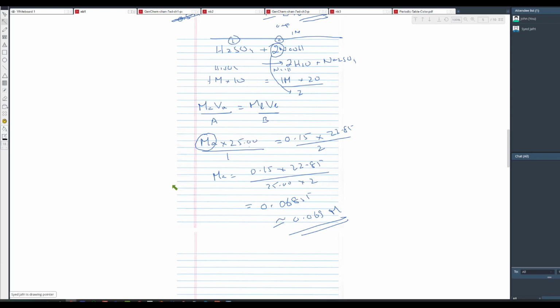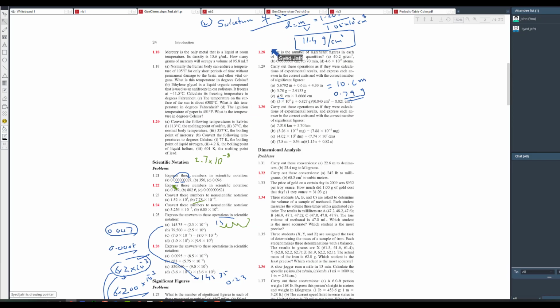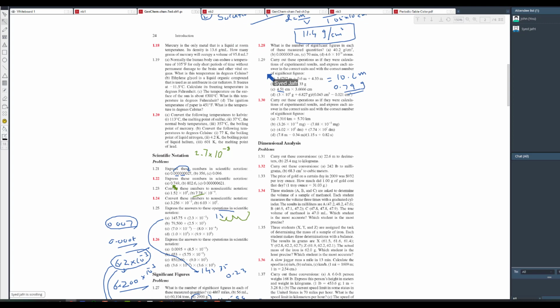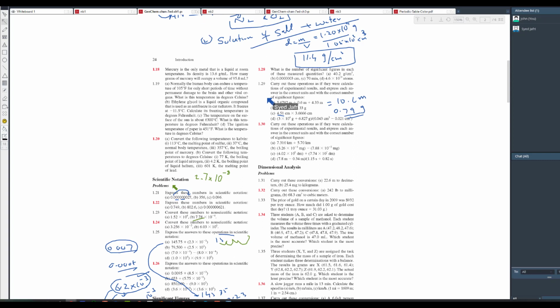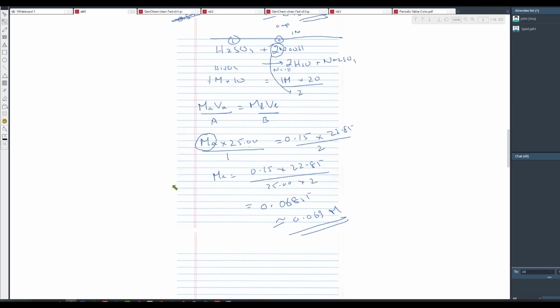I knew that the way you showed me was right, because someone tried to tell me that instead of dividing by 2, you multiply by 2. Maybe he's also right. What he's doing is multiplying B with this one and A with this one, so it's also the same thing. You can also write this formula like this: B MAVA is equal to A MBVB.